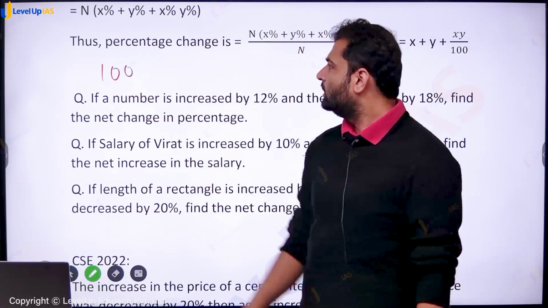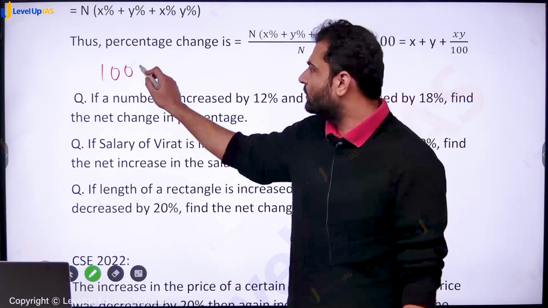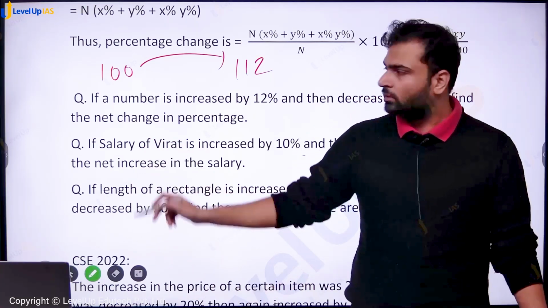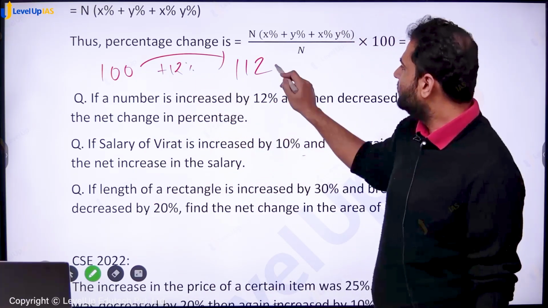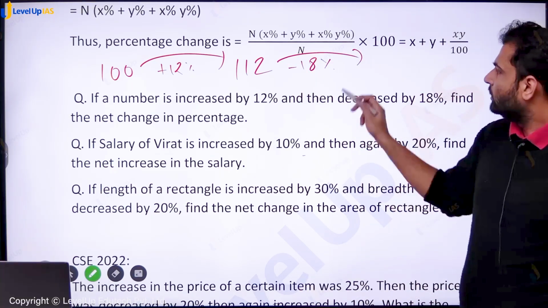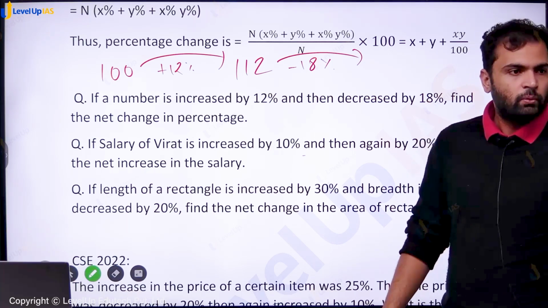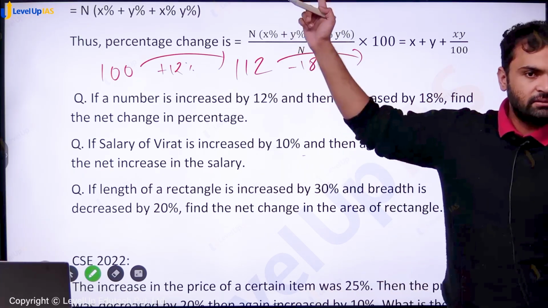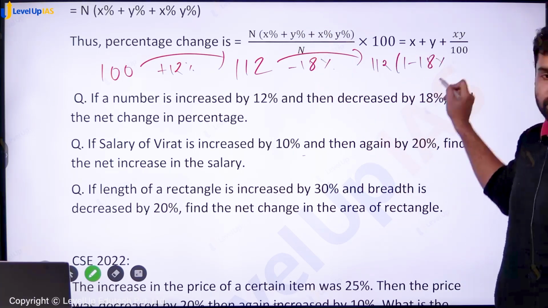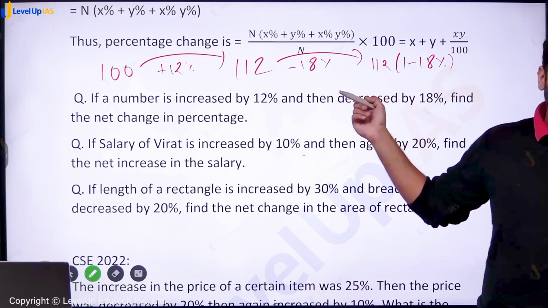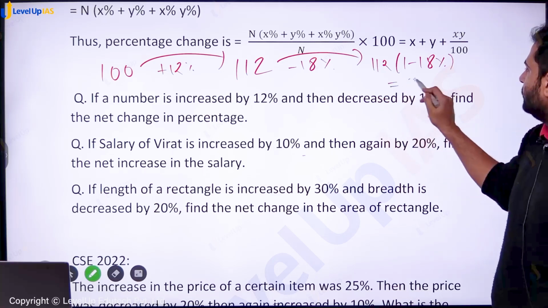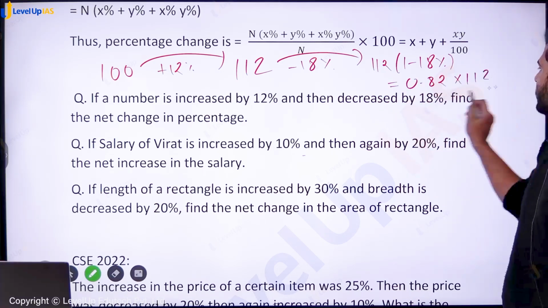We start with 100. 12% increase. We increase 100 by 12%. We get to 112. 12% of 100 is 12. So this is plus 12%. Then we decrease this number by 18%. If we decrease some number by 18%, what will be the new number from last section? Number into 1 minus 18%, right? Right or not? Which is equal to 0.82 into 112.